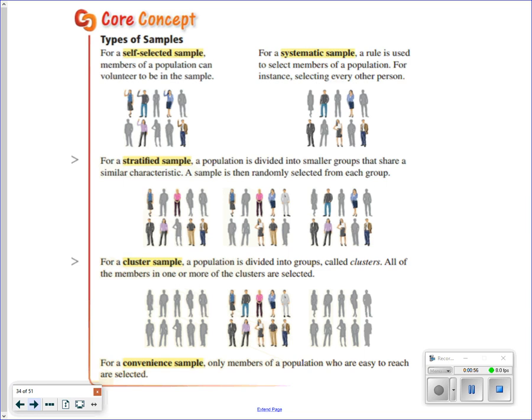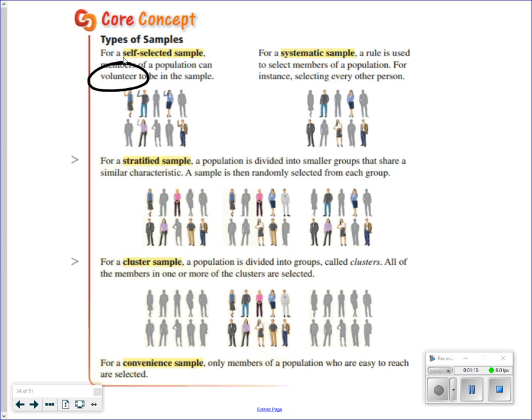Self-selected sample. A self-selected sample is basically a survey. You're volunteering to give your information. So if I send a survey out to all the seniors and only the ones that actually sent the survey back were the only data or the only information that you had. So a self-selected sample is basically people that are willing to volunteer their information.